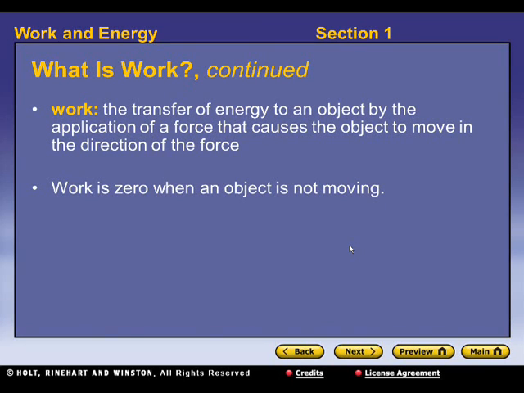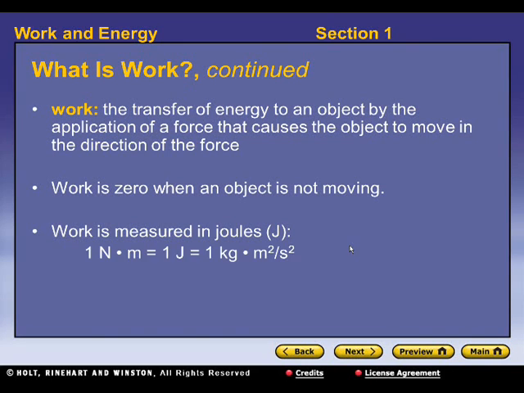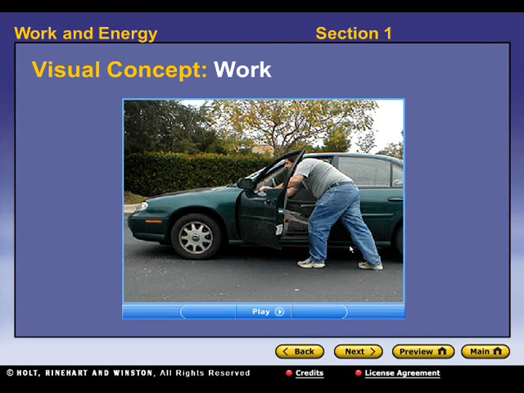So work is zero if an object's not moving at all. Even if you're applying a force to an object, if it doesn't move, you haven't done any work on the object. Work is measured in units called joules, abbreviated with a capital J, and something called a Newton meter, which is a Newton times a meter, which goes back to the work equation. Work is equal to force times distance. Force is measured in newtons, distance in meters. So newtons times meters gives you a joule, a unit of energy.